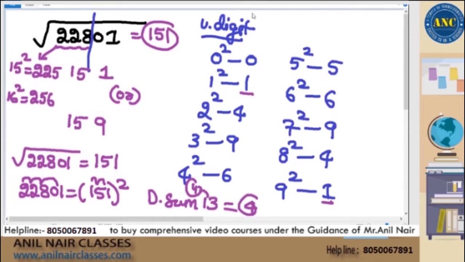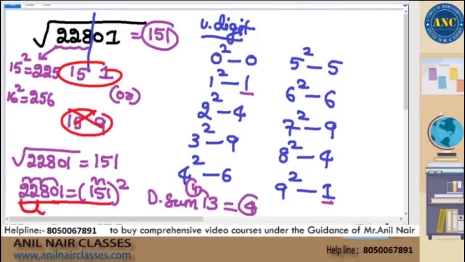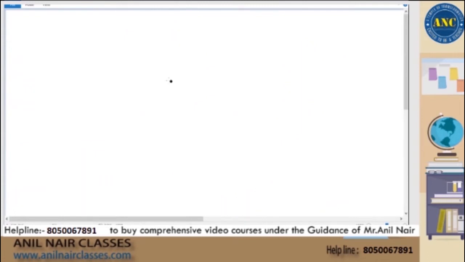How to check which one is right? Use the digital sum concept. Root of 22801 is 151. 22801 is 151 square. 2 plus 2, 4. 4 plus 8, 12. 12 plus 1, 13. 13 digital sum is 4. Here also 151. 6 plus 7. 7 square is 49. 4 plus 9, 13, 4. So root of 22801, value is 151. So the answer will become, this is the traditional method.